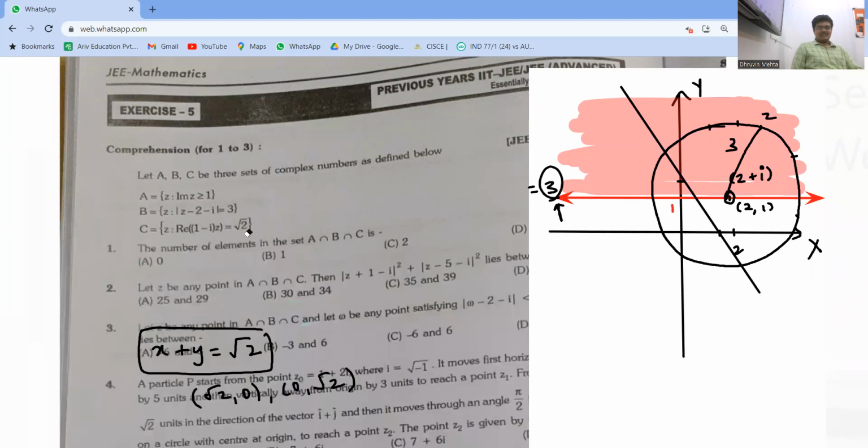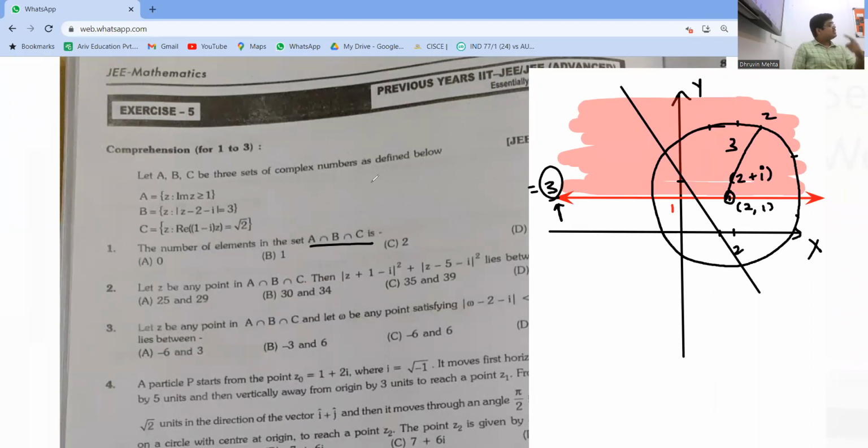See, the number of elements in the set A intersection B intersection C. So they are asking for the point of intersection of the 3 curves, meaning one circle and 2 lines. Is there any point, guys, where all the 3 are meeting? All the 3, not 2, all the 3. Yes, there is. Which one? The one above 1, the pink one. This one. No, the circle is not meeting there. On the left. This one. Correct.